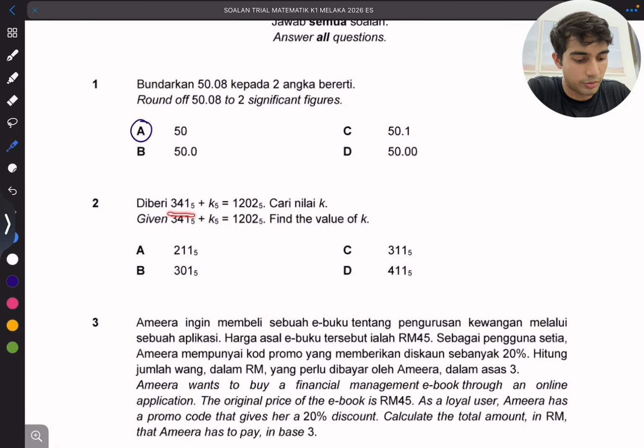341 base 5 plus k base 5 is this. Find the value of k. Alright. So if you want to find this, we can bring this over here. So k base 5 will equal 1202 minus 341 base 5. So 2 minus 1 is just 1.